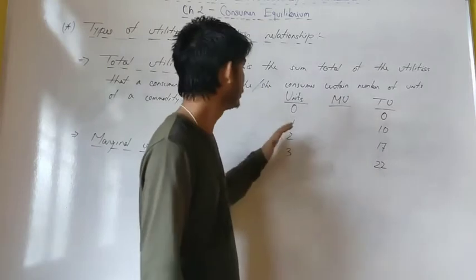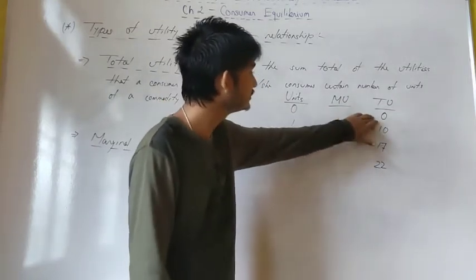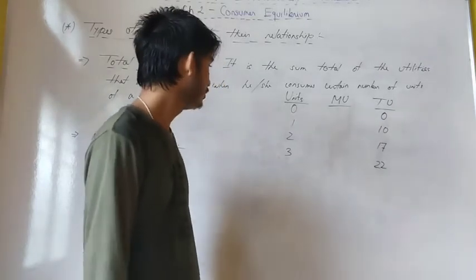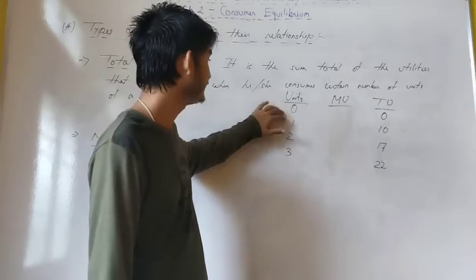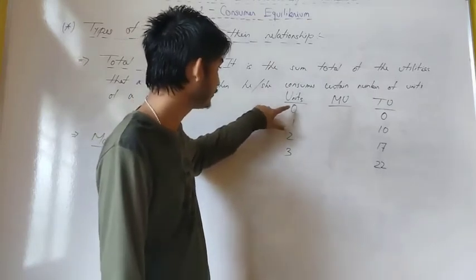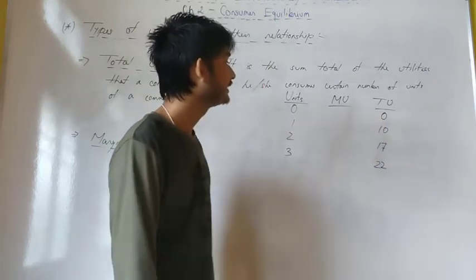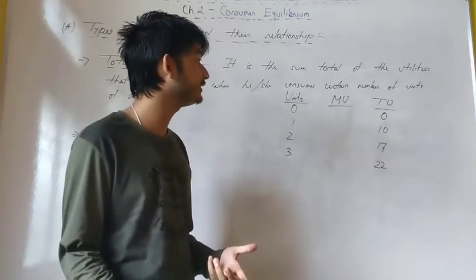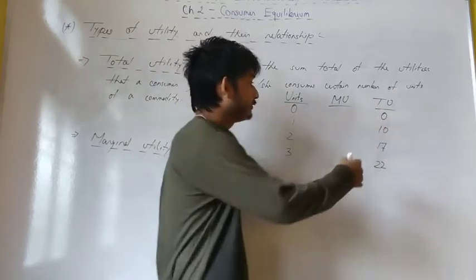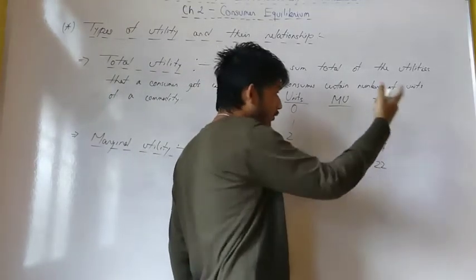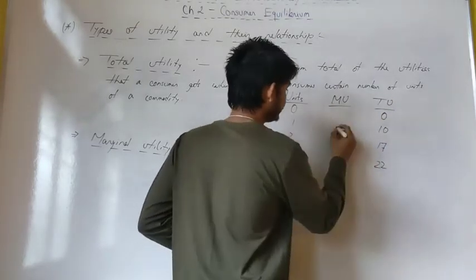Look here, when he was consuming 0 units, his total utility was 0. When he consumed one more extra unit, that means when he increased his consumption from 0 to 1, he got a total utility of 10. So what was the additional utility to the total utility? If we subtract 0 from 10, so 10 minus 0 is 10.